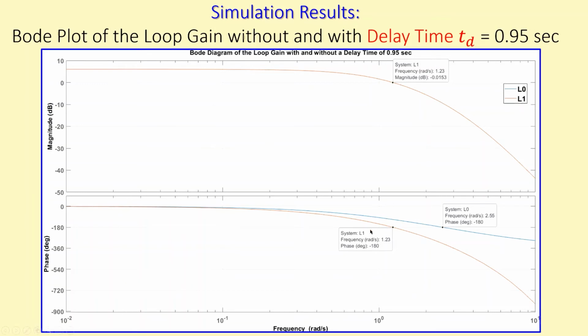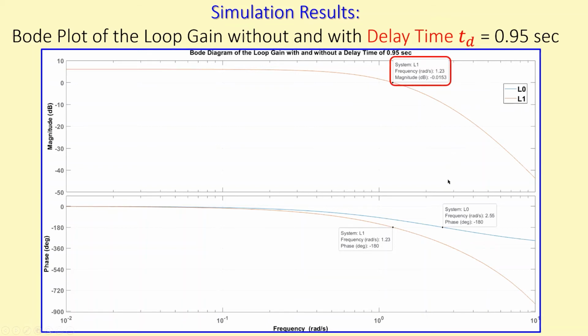But if I now look at the orange line, and if I now look at this label, I can see that this is at minus 180 degrees phase shift, at a frequency of 1.23 radians per second, which we have calculated as the critical frequency. If I go up at the same frequency, I can see that the magnitude of this orange line is almost 0 dBs. That means I am at the edge of stability. That means this time, which is the maximum allowed time, is correct.